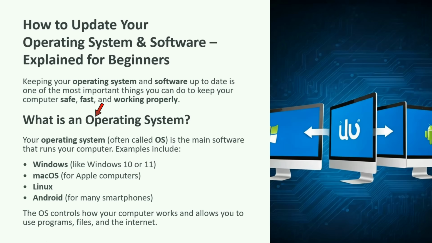What is an operating system? Your operating system, often called OS, is the main software that runs on your computer. Examples of operating systems are Windows, like Windows 10 or Windows 11, Mac OS for Apple computers, Linux, and Android for many smartphones. The OS controls how your computer works and allows you to use programs, files, and the internet.